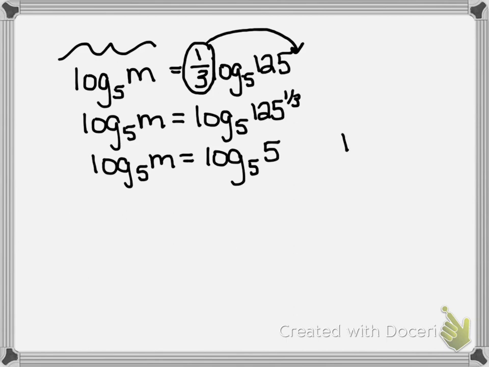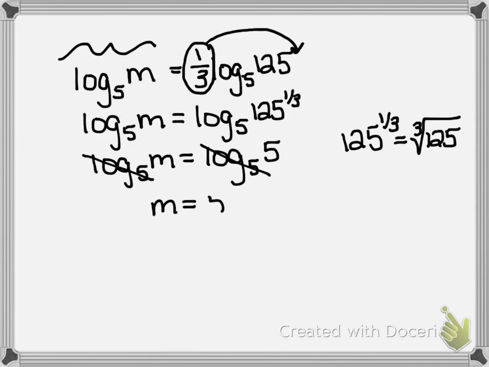Because remember, 125 to the 1/3 means we're taking the cube root of 125. And that's why it became a 5. And now we can drop the logs and the bases because they were equal to each other. And so m ends up being equal to 5. Okay.